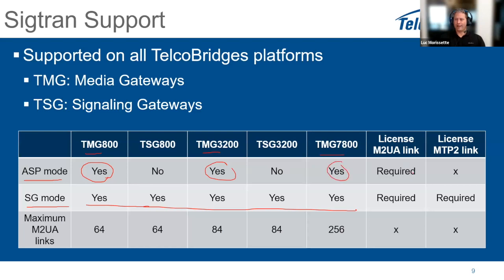Okay? You need to have an M2UA link license to allow support for these M2UA. And for signaling gateway mode, then you also need to have the MTP2 link license. And you see here the maximum number of links that are supported on the different platforms.